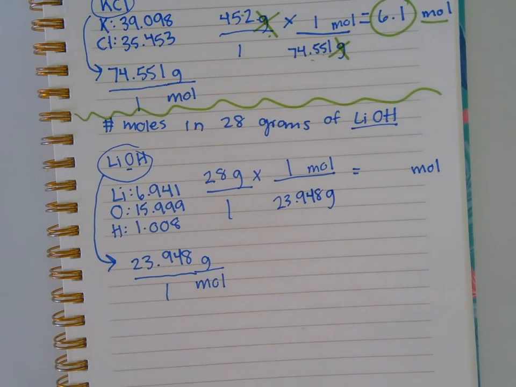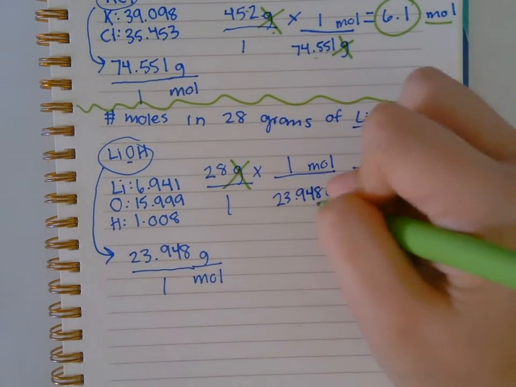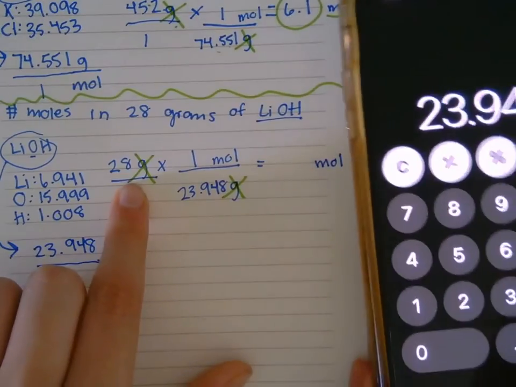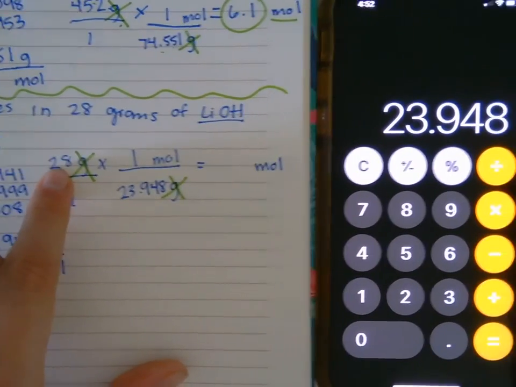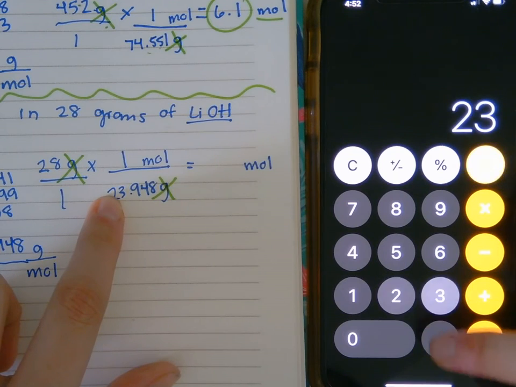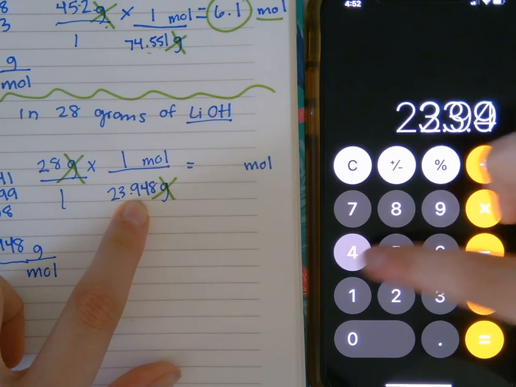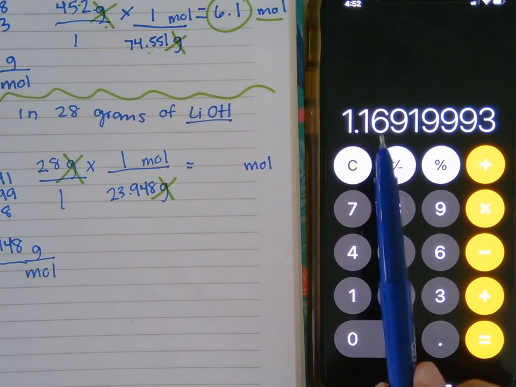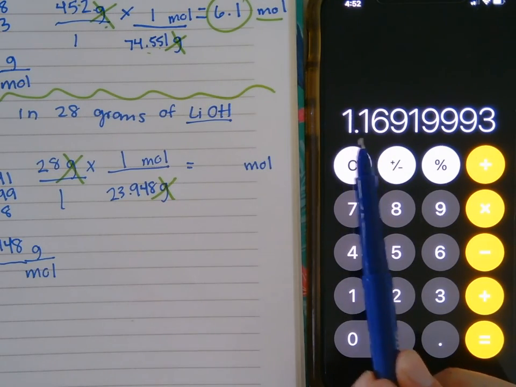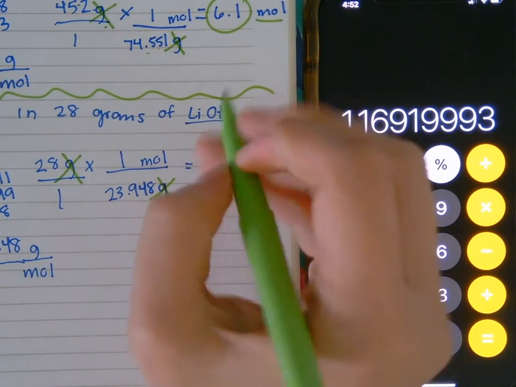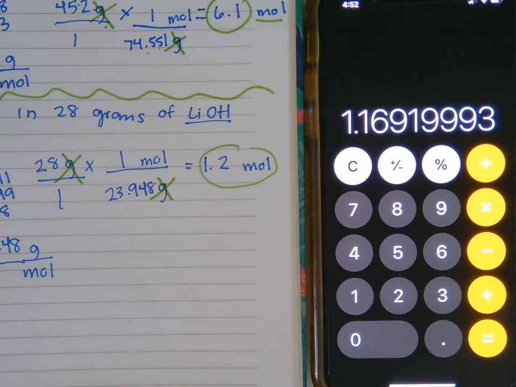And that is all I have to do. Now I just have to solve it. Grams cancel out. I'm only left with moles. And the only thing I have left to do is just figure out the arithmetic, the math. 28 divided by 23.948. And that is equal to that, and I have to round it to the nearest first decimal, so that is 1.2. 1.2 moles. And that is it. That's how you solve these.